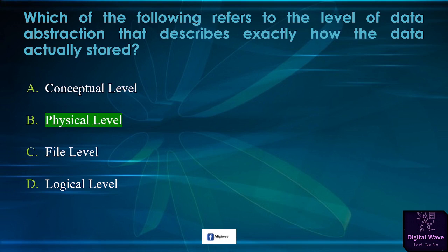Data abstraction means displaying or sharing only the data that is needed and hiding all other data until it is necessary to share it. However, the data abstraction level that describes how the data was actually stored in the user's machine is known as the physical level. So, correct answer will be physical level.